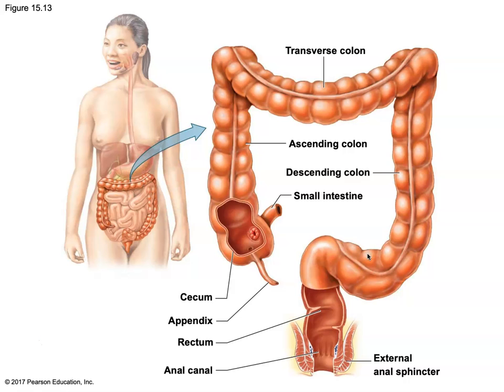Here are the regions of the large intestine, as we've already mentioned, the three regions of the colon. But then we have the cecum. The cecum is going to be a small pouch at the junction of the small and large intestines. The appendix is going to extend from the cecum. The appendix has no digestive function, but it may play an important role in our immune system.